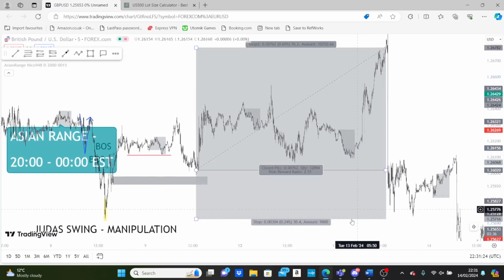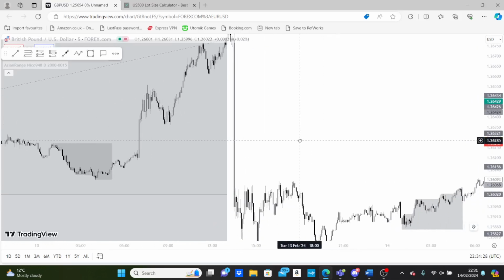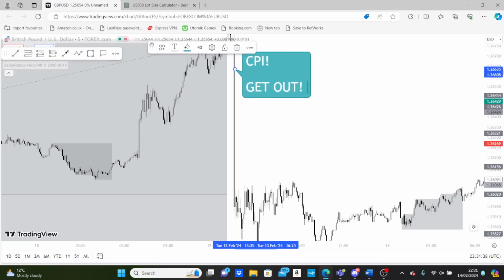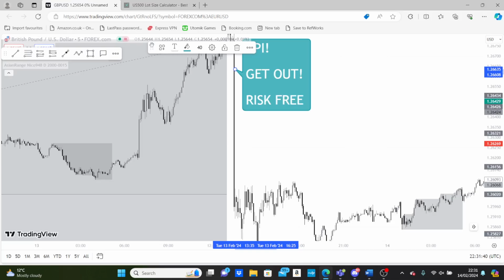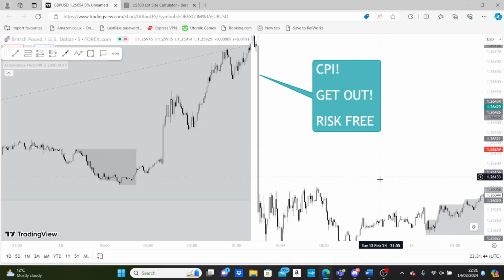The reason for that is because, as you can see, we had CPI. Now, CPI is a very, very volatile news event, so obviously you want to be risk-free and essentially out of your trades before an event like CPI. So this here was CPI. And what do you want to do? You want to get out, be risk-free. These are things that you must do before news events, right? Not during news events, right? Because that's how accounts get slipped and blown, right?